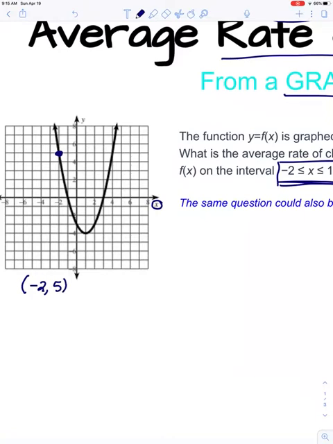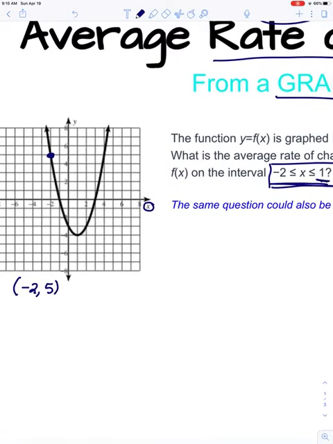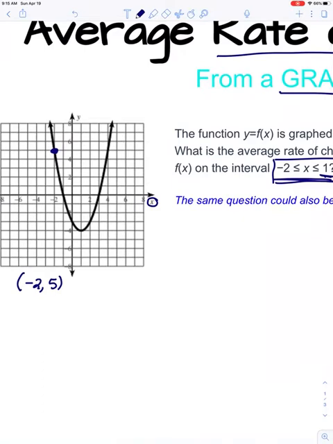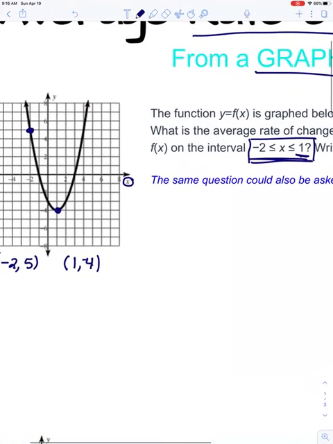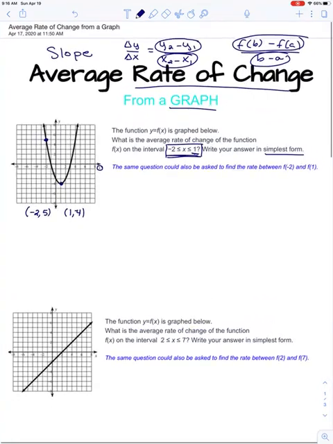Okay, the other one we want to look at is at 1, when your x is 1. So again, here's 0, 0. And go over to 1, and then I go down, plot a point where my graph is. So then the second one is 1, -4, sorry. Alright, so that's how you get the 2 points that you're looking for.